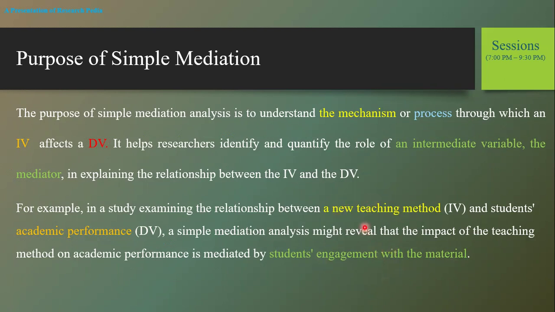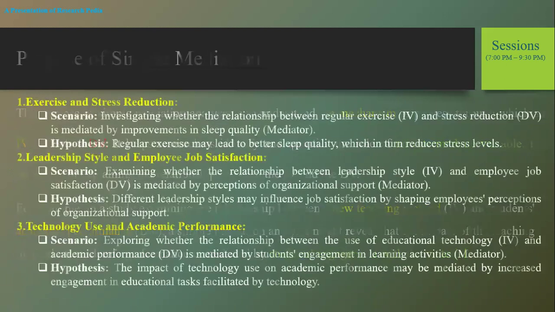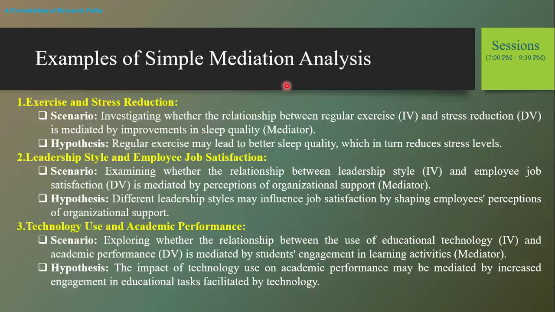So in order to explain the impact of the new teaching method, the teacher needs to provide some material for student engagement in order to see the impact on academic performance. So you can say that in order to explain the impact of the independent variable, we need some mediating variable, so that the combined effect of both may enhance or explain the impact on academic performance. So what are the examples of simple mediation analysis?